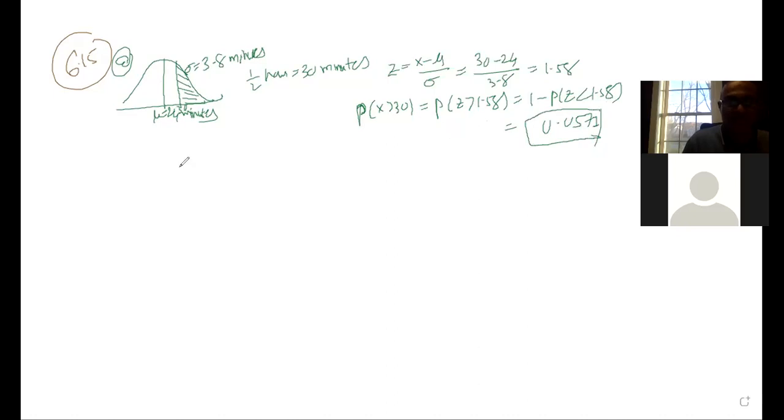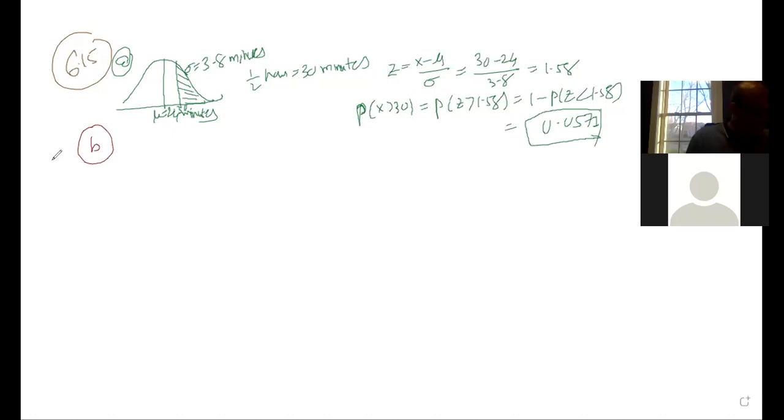Now let me go for B part. B part says that if the office opens at 9 a.m. and the lawyer leaves his home at 8:45 a.m., what is the probability? What percentage of the time is he late for the work? What percentage of the time? Now, what time office starts? Office starts at 9. And he leaves the home at 8:45. Office starts at 9.